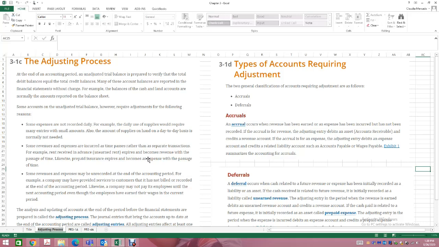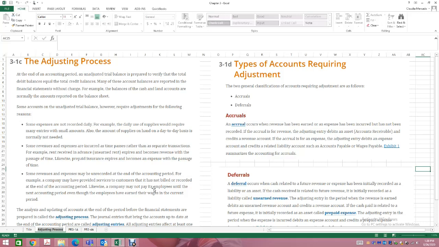Other examples, some revenues and expenses may be unrecorded at the end of the accounting period. For example, a company may have provided services to a customer that has not been billed or recorded at the end of the accounting period. So we have to go into our accounting records and record those entries. Another example is maybe your employees have worked, but you haven't paid them yet. You have to make an entry to accrue for those wages for those employees.